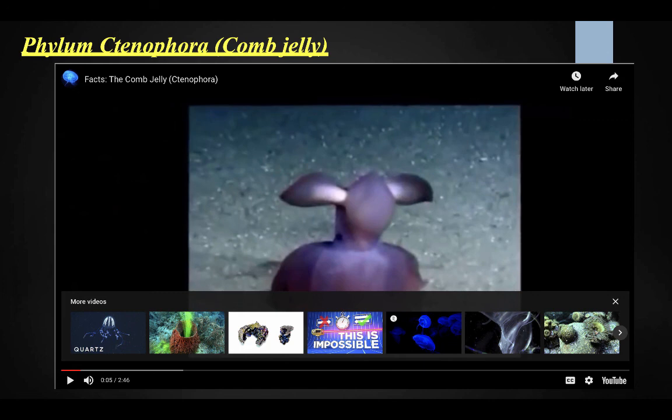Ctenophores are a small phylum. There are fewer than 100 species. They look very similar to jellyfish. They have rows of cilia that look like combs, which is why they are named comb jellies. They lack stinging cells, but they can secrete sticky substances that help to trap their prey.